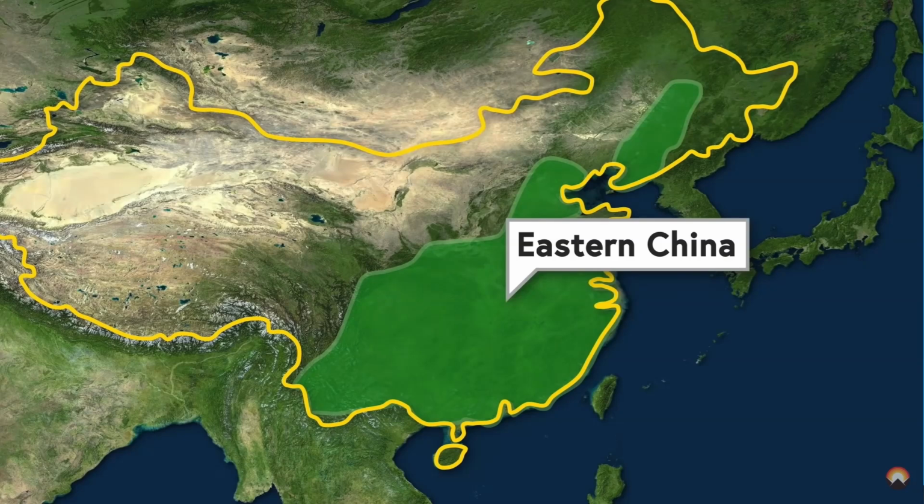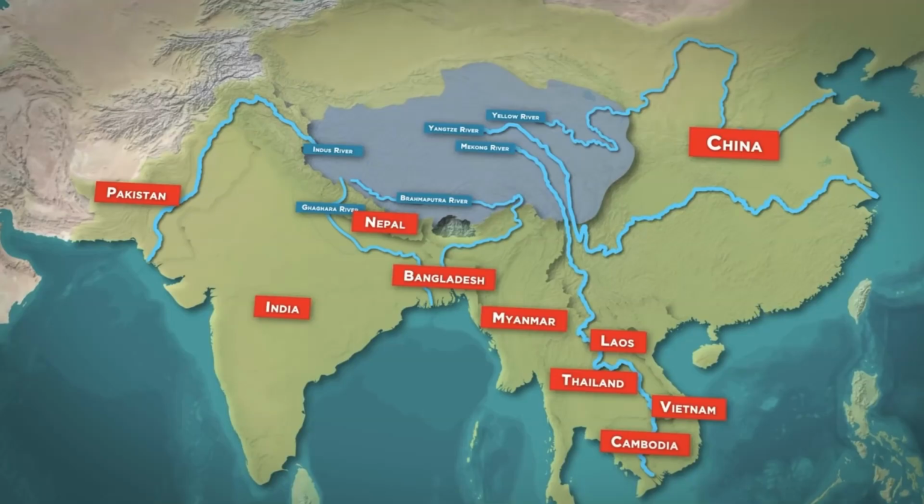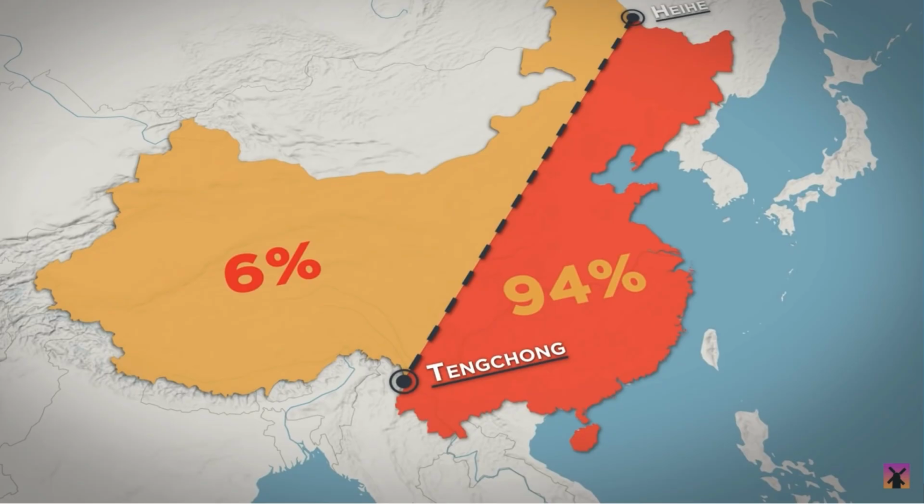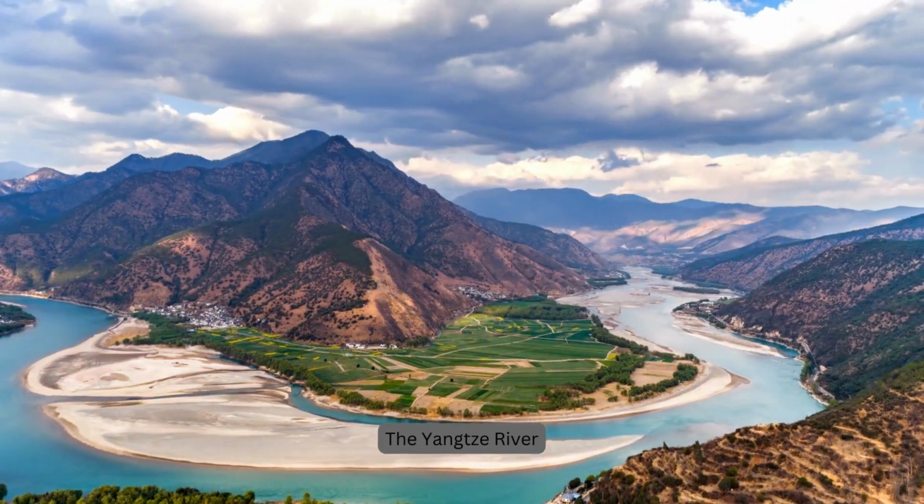Why East China is home to 94% of the population and the importance of rivers in the southern part of China. East China, including major cities like Shanghai, Beijing, and Guangzhou, is the economic hub of the country. Industrialization has attracted people to cities in search of better job prospects and living standards.